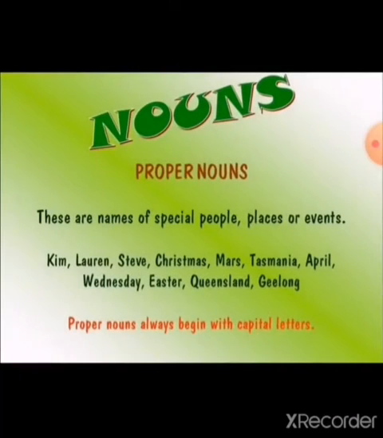Coming toward the proper noun, what are proper nouns? These are names of special people, places or events. You can see from the name it's proper. Okay, so these are the names of proper or special people, special places or special events. For example, Kim, it's a name of a person. For example, I'm saying that Kim is going to school, or a boy is going to school. When I'm saying a boy is going to school, boy is common. It could be any boy. But if I say Kim is going to school, means I'm referring to a special person. So Kim is a proper noun here.